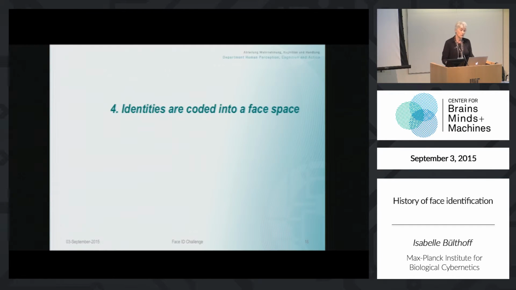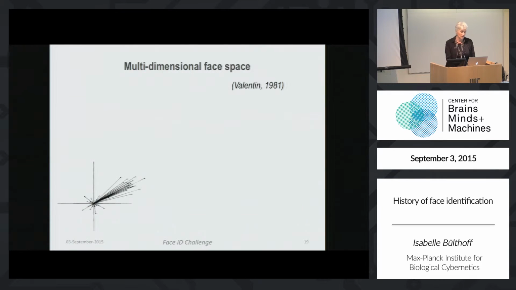Then, of course, it's important to have an explanation about how we code faces in memory, and this is where face space comes into play. Here is a very simple representation of face space. This should be a 2-dimensional representation of this multi-dimensional face space. Our own race faces would be there, other race faces a bit further away. And the norm would be in the center of the distribution.